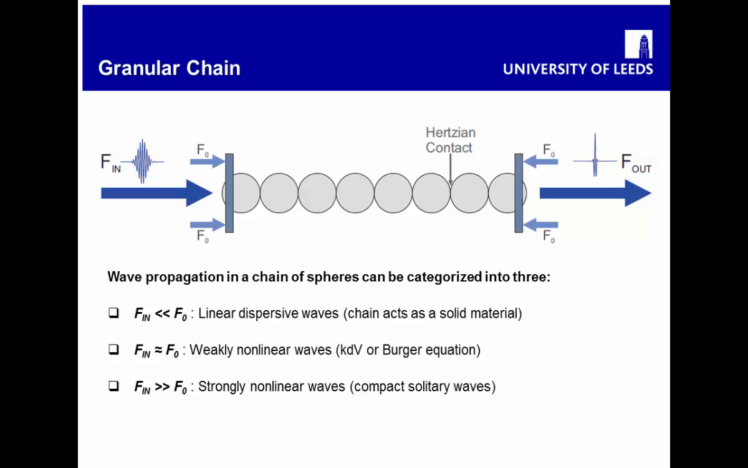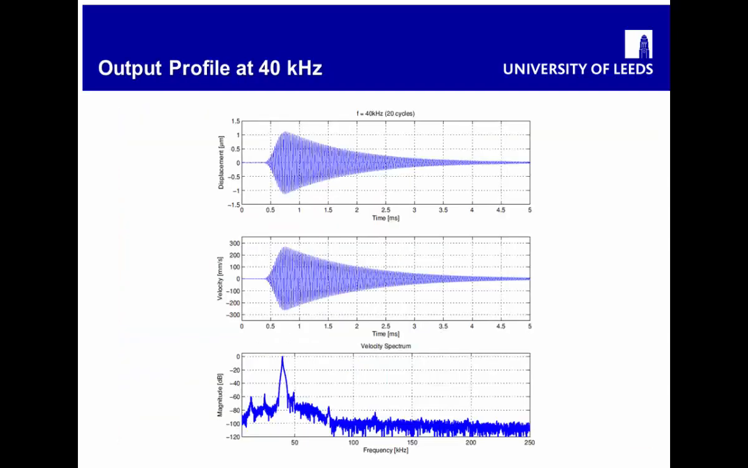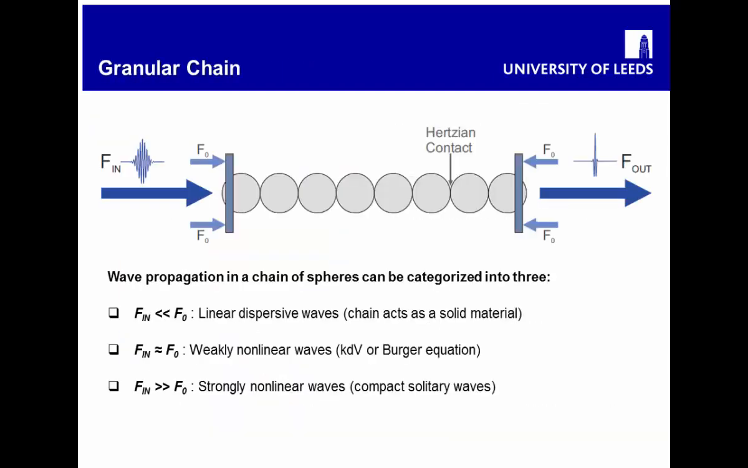When I say granular chain, I mean a one-dimensional chain of steel spheres. They are compressed with a precompression force of F0 and excited from one side with a force of Fin. For this case, we want to use a narrowband excitation, where Fin is like a sinusoidal wave. And on the other side, we expect to get an impulse, a wideband signal.